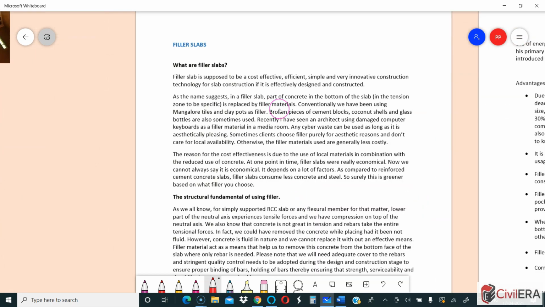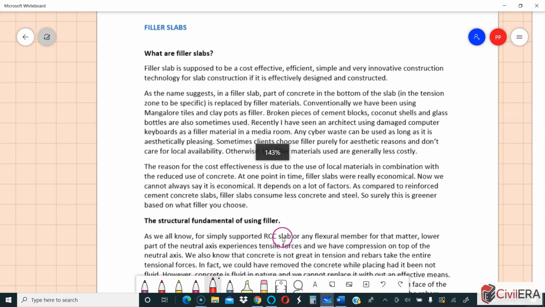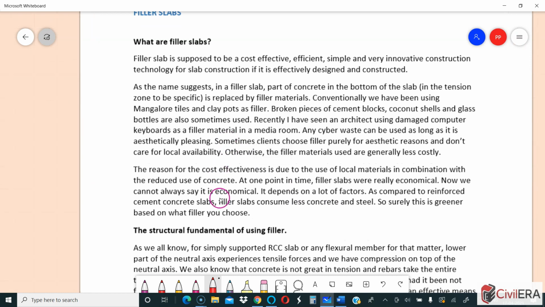Before getting into the design in detail, let us just see what the conventional approaches are. Conventionally, we have been using mangalore tiles, clay pots, many clay substances as fillers, broken pieces of cement blocks, and coconut shells. Glass bottles are also sometimes used. These are all conventionally used from villages to towns to cities. So whoever is into alternate slab systems has been using all this.